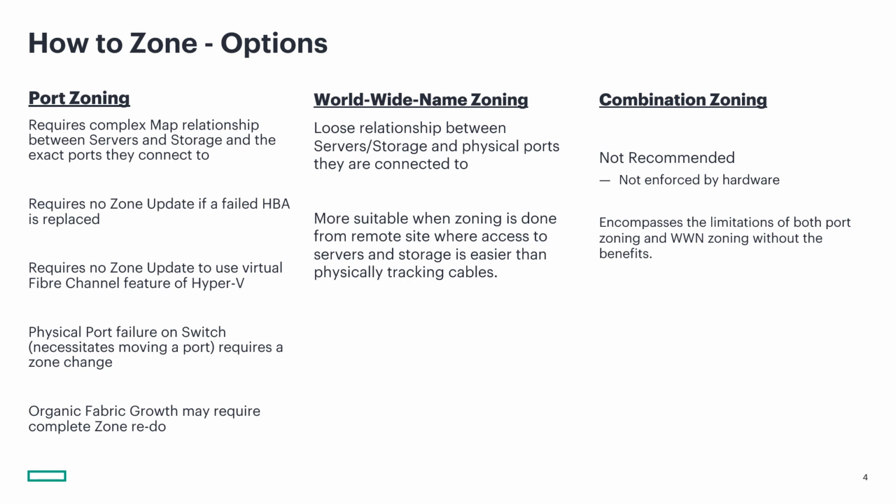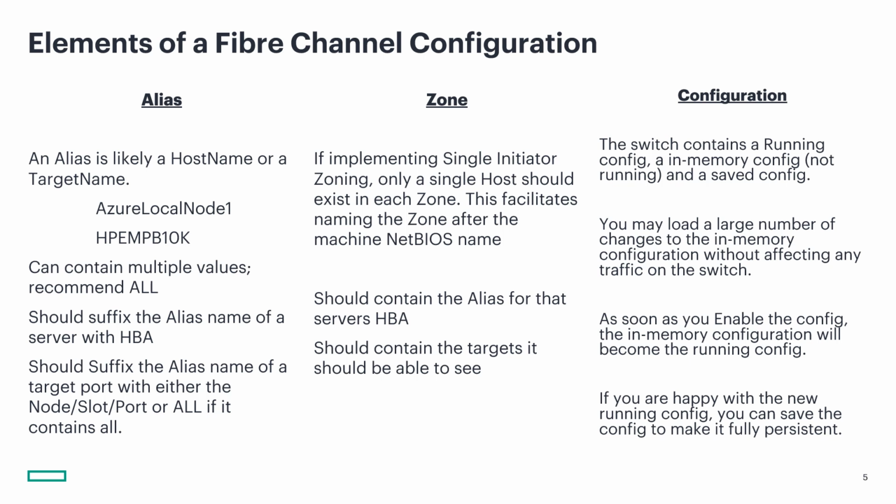Now, let me show you what the commands look like for this. So to create an alias, I want to name my alias after my host name plus a suffix. And the reason for that is because you can't have an alias in a zone with the exact same name. So for instance, if I have an Azure Local node, Azure Local Node 1, I want to call that alias Azure Local Node 1 HBA.